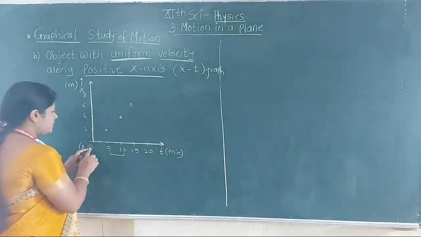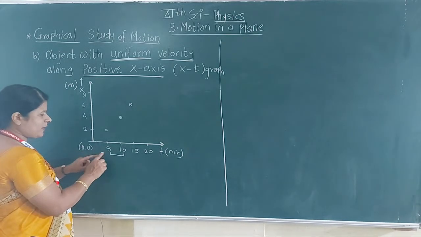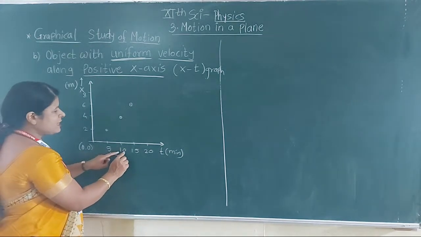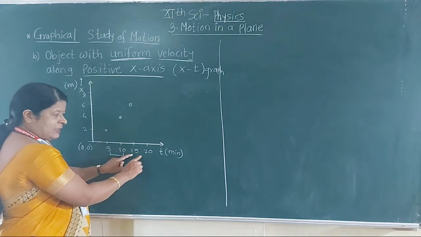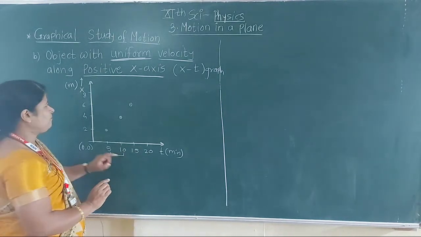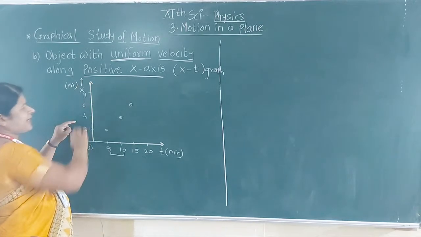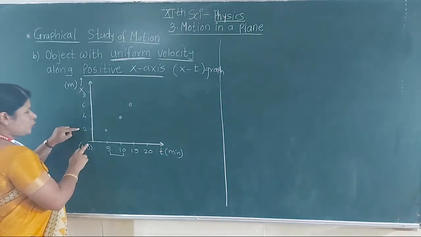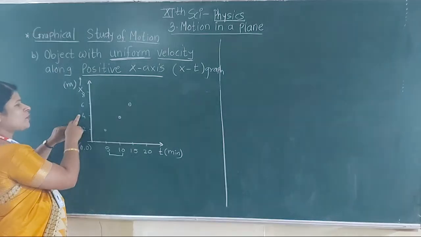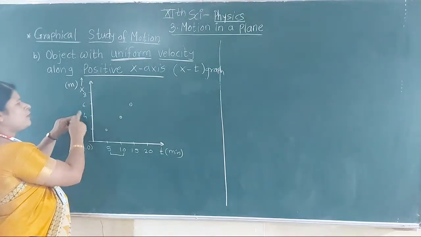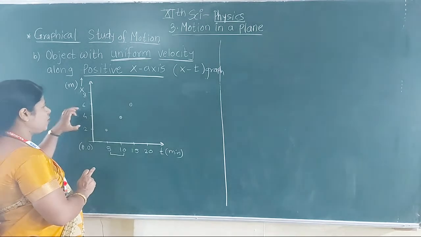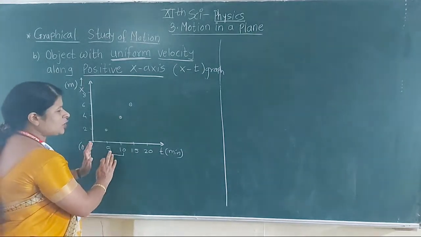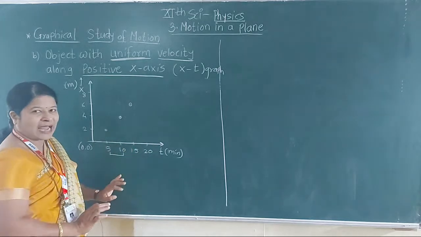So, this time has equal distribution. That means from 0 to 5, there is 5 minutes, from 5 to 10, 5 minutes, 10 to 15, 5 minutes, 15 to 20, 5 minutes. Now see on the displacement axis, there is 0 to 2, 2 meter, 2 to 4, 2 meter, 4 to 6, 2 meter, that means equal division of meters and also equal division of time.